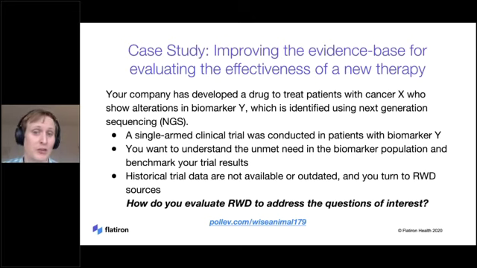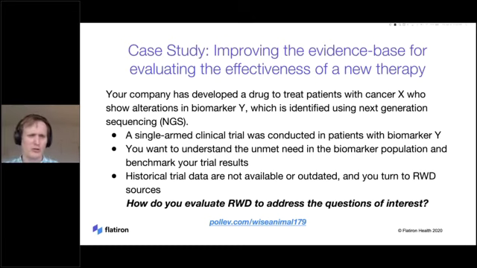You don't know necessarily how this biomarker Y population will have the outcomes of this population normally in the absence of the drug. So you want to benchmark your trial results to this and just understand the unmet need generally. So historical trial data is not really available or it's outdated and doesn't really represent the standards of care that we see now for the population. So you turn to real world data sources.